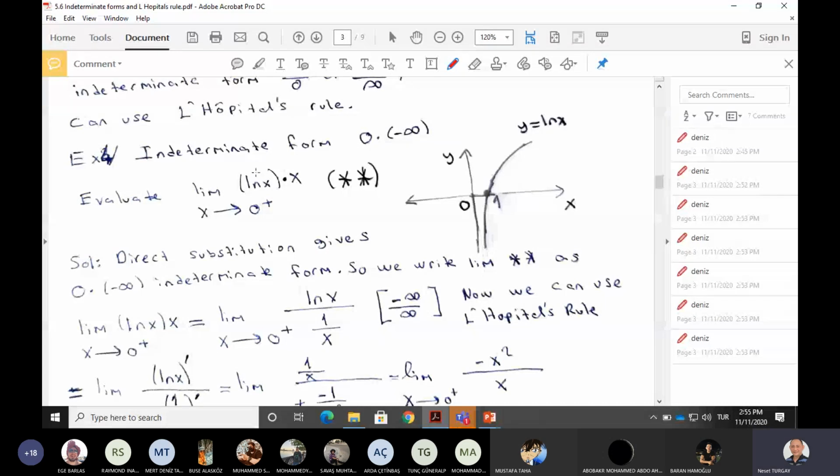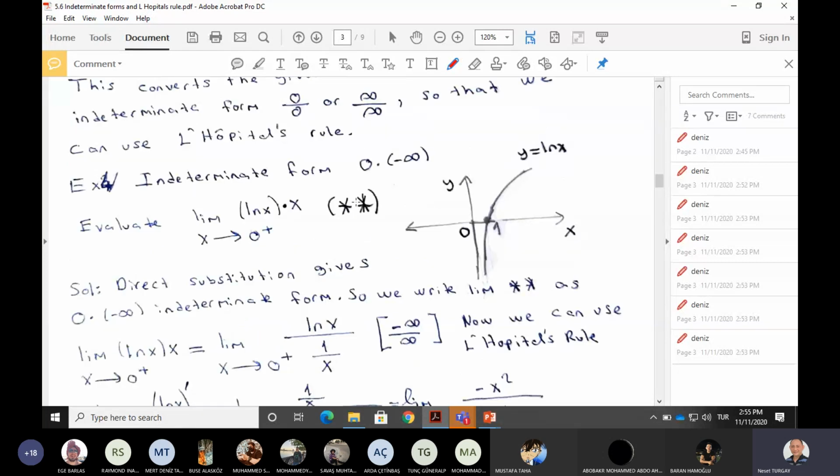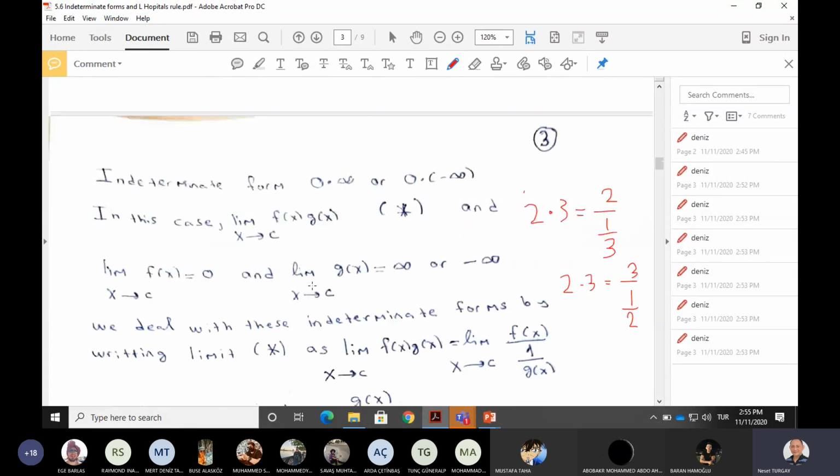Look at this. ln x times x. Now, I draw the ln x graph. X goes to 0 from the right. ln x goes to where? Minus infinity. X goes to 0. So it is a 0 times minus infinity indeterminate form. This is one of them, isn't it?